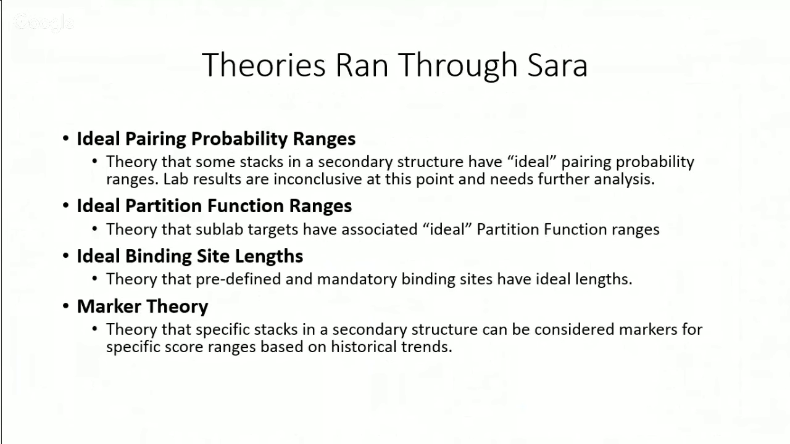Ideal partition function ranges, the theory that sublab targets have associated ideal partition function ranges. Ideal binding site links, the theory that predefined and mandatory binding sites have ideal links. And marker theory, which is a theory that specific stacks in a structure can be considered markers.